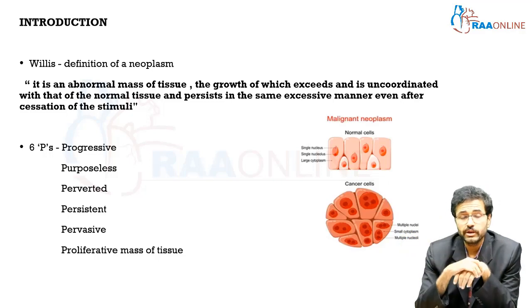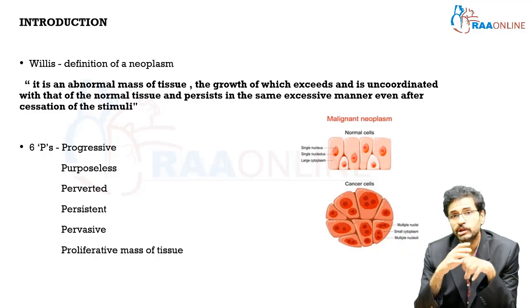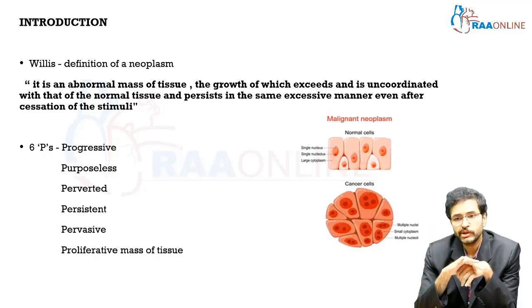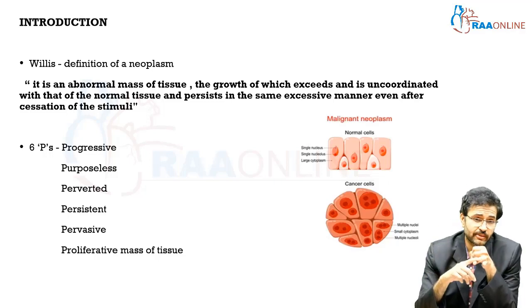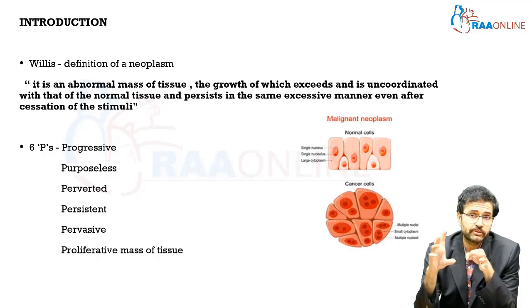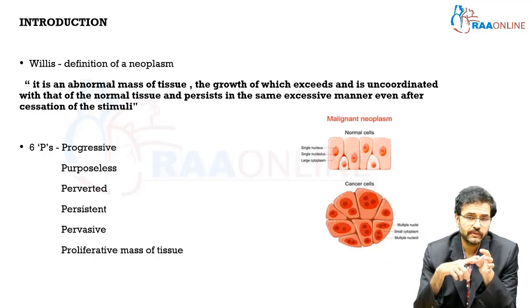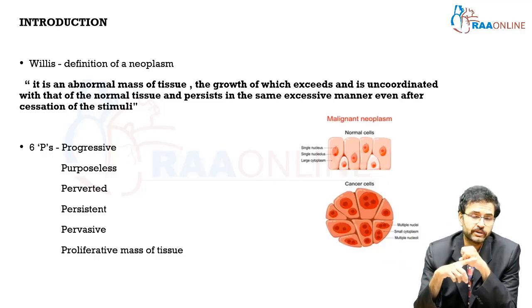So to reinforce, Willis defined a neoplasm as an abnormal mass of tissue, the growth of which exceeds and is uncoordinated with that of the normal tissue and persists in the same excessive manner even after the cessation of the stimuli. So there are 6 P's associated with a neoplasm. It is progressive, the growth is purposeless, perverted because it is out of the ordinary, it is persistent, it is pervasive, and there is a proliferative mass of tissue.